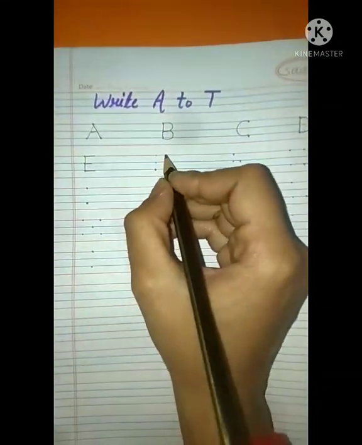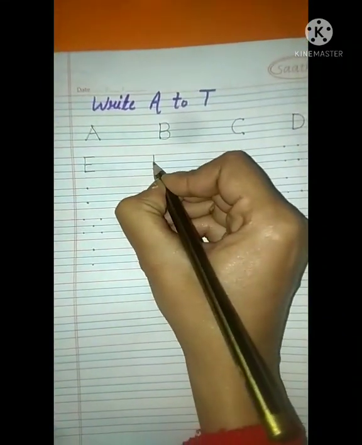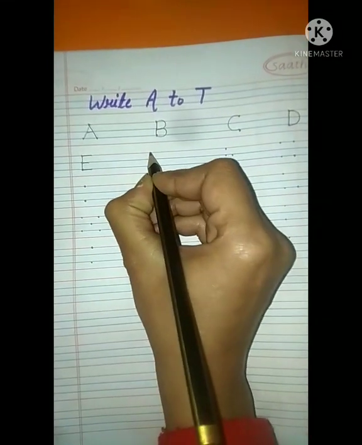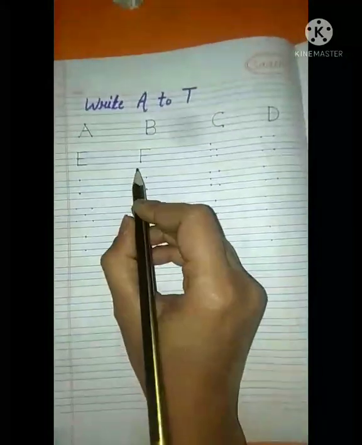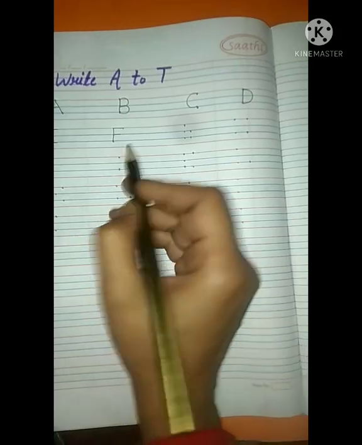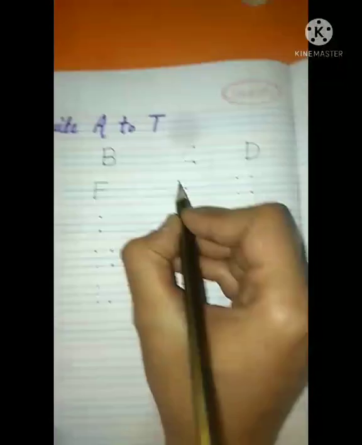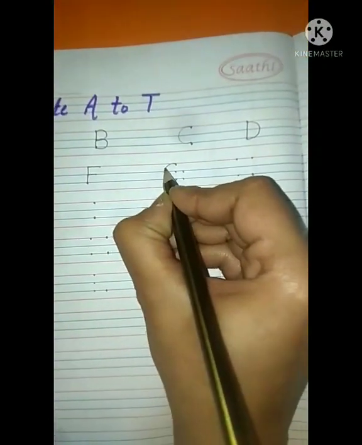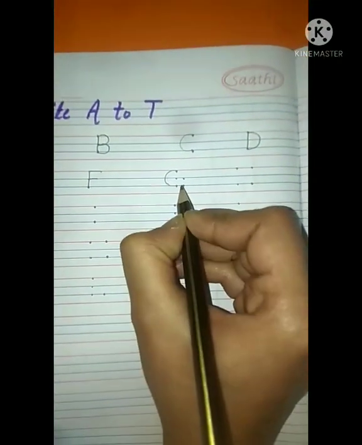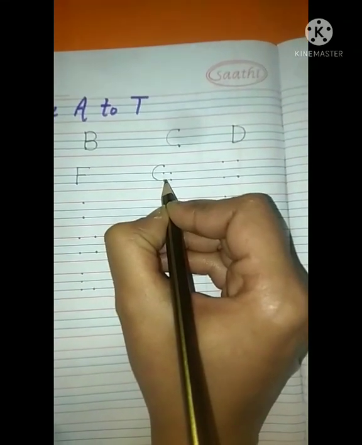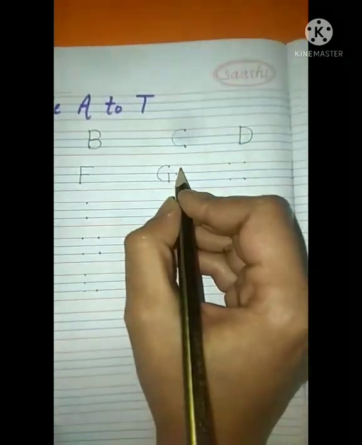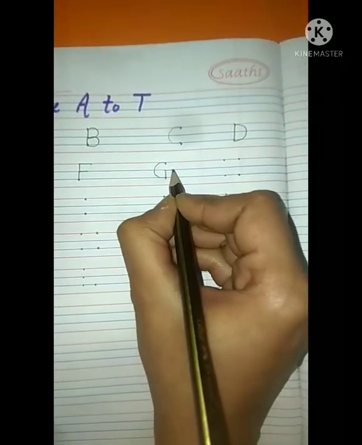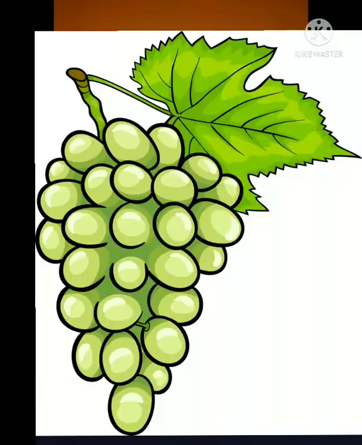Now we will make F. So make standing line like this, make sleeping line on first line, make another sleeping line. This is F. F for fish. Now make G. Make curve from first dot to third dot like this and now we will make standing line from downward to upward like this and now we will make sleeping line and make another standing line like this. G for grapes.